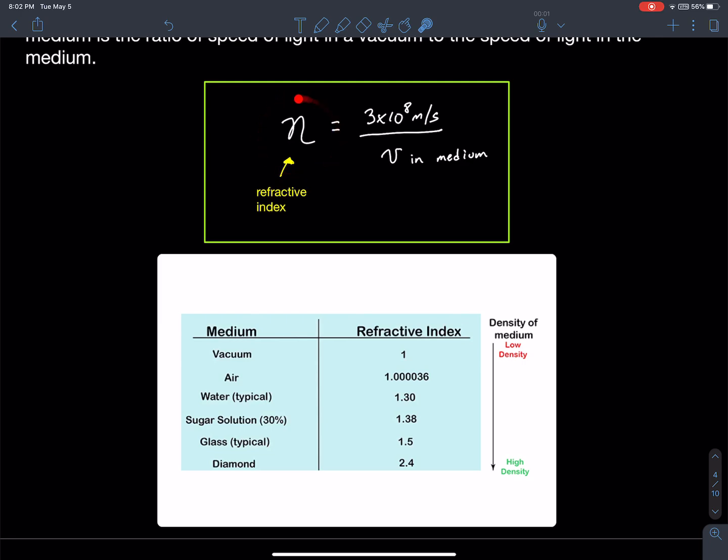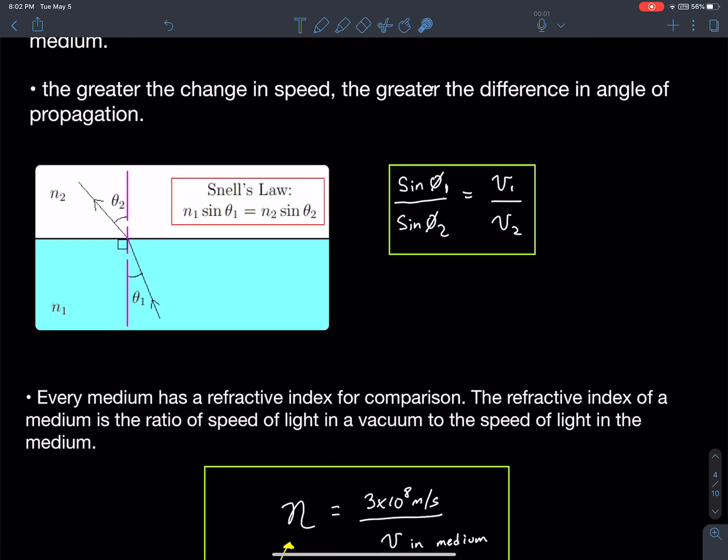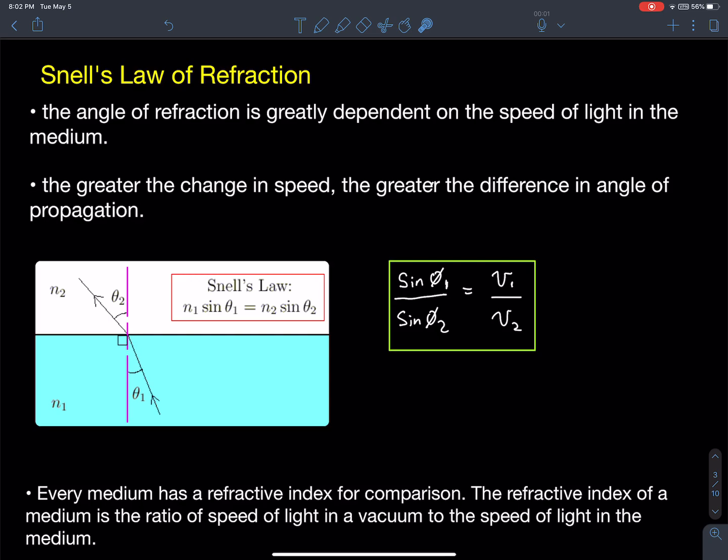Okay, so n in Snell's law is refractive index, and I can find the refractive index of all materials in a data table, or they'd give that to me in a problem. So going back, let's take a look at Snell's law. Snell's law said that the greater the change in speed, the greater the change in angle. So another version of Snell's law just has the ratios of speed. So sine of my incident angle divided by sine of my refracted angle is equal to the speed of my wave in the first medium, the incident medium, and the speed of the wave in the other medium, okay?